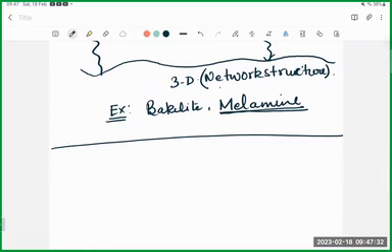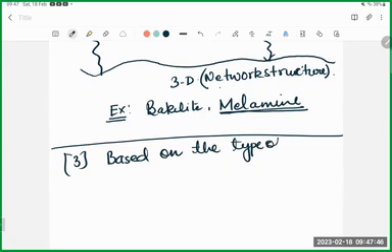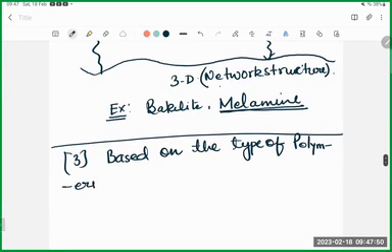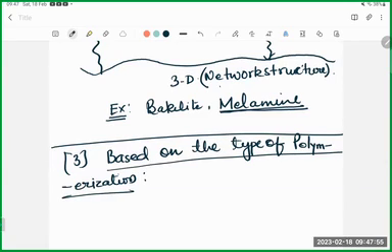Now let's see the type of polymerization and how we classify polymers. The third category is based on the type of polymerization. We have two ways of polymerization. The first mode, the method or technique by which we prepare the polymers, is addition polymerization. It is named addition polymers.